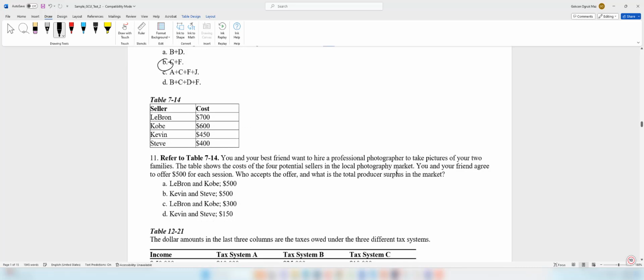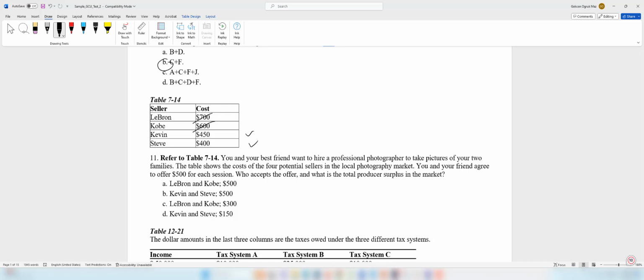Next question. You and your best friend want to hire a professional photographer to take pictures of your two families. The table shows the cost of 4 potential sellers in the local photography market. You and your friend agree to offer $500 for each session. So your willingness to pay is $500, but Kobe's cost is $600, so he's not going to do the job. LeBron's cost is $700. Therefore, Kevin and Steve are okay to accept your offer.